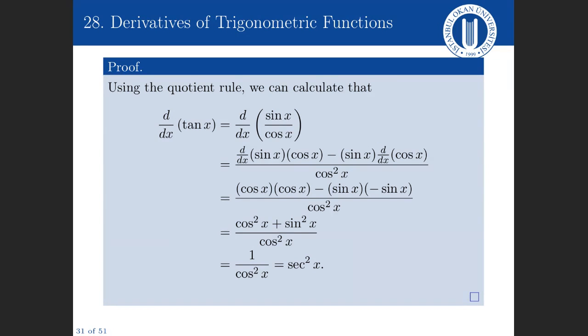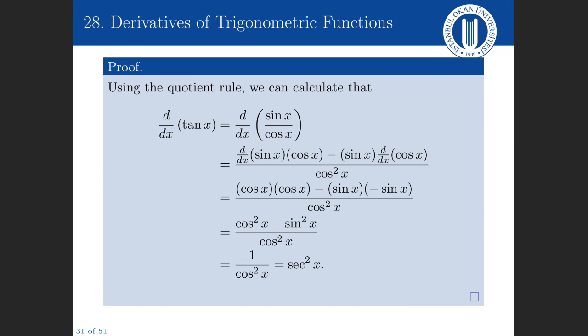We can prove this using the quotient rule because tan is the same as sine divided by cos. Anytime we have a function divided by a function, we can use the quotient rule. We have the derivative of sine multiplied by cos, minus sine multiplied by the derivative of cos, divided by cos squared. The derivative of sine, of course, is cos, and the derivative of cos, of course, is minus sine.